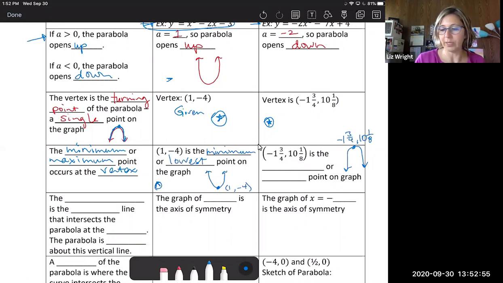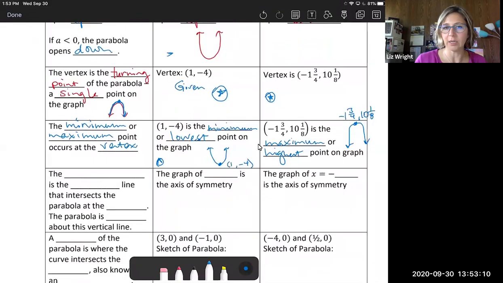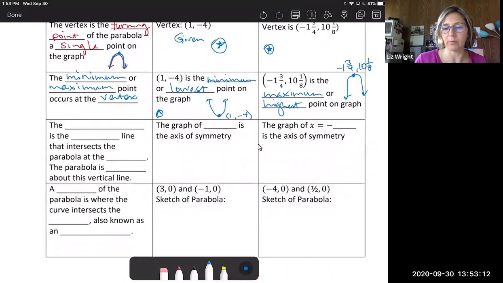Conversely, if we look over here at the other parabola in the example, the vertex on this one is going to be the maximum, or the highest point on the graph. So we're just talking about our different terms that we can use to describe our parabolas. All right, so our next characteristic, we can talk about the axis of symmetry.